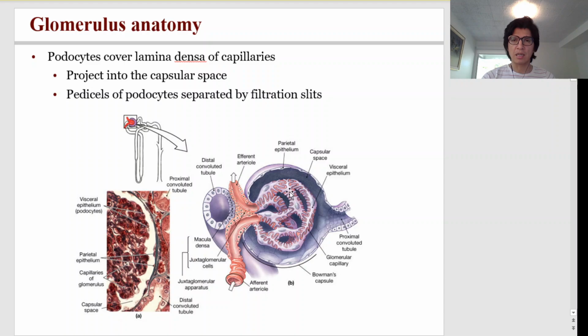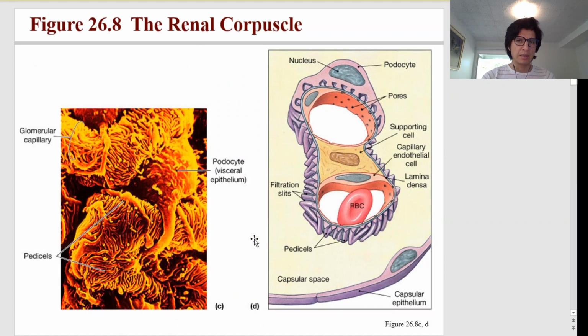As you can see here, we have two layers in the renal corpuscle. One of them is this parietal layer, this parietal epithelium, which is contiguous with this visceral layer, this visceral epithelium. The visceral epithelium is composed of podocytes. These podocytes contain specializations called pedicles. And here you have the podocytes and their pedicles. They create these filtration slits that aid in the filtration of components from inside the blood into the capsular space.